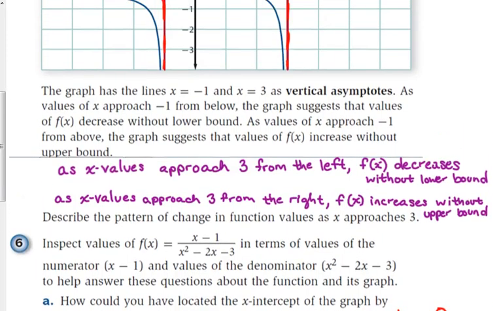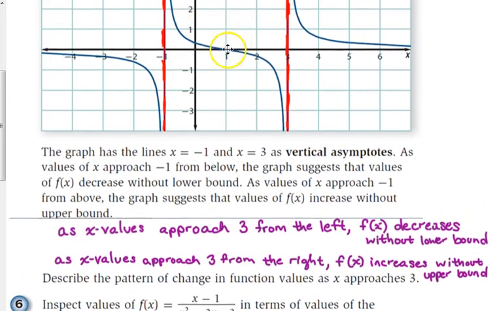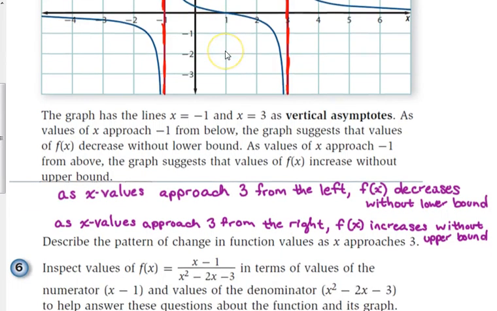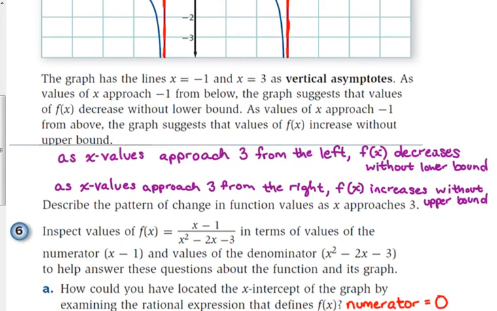Okay, so looking at the graph, we can see that the x-intercept is right there at x equals 1. We could have set the numerator equal to 0 and gotten that x equals 1 without looking at the function. Now, let's think about what it means to be an x-intercept. If you are on the x-axis, your y-coordinate is always 0. And that means that's where the function equals 0.